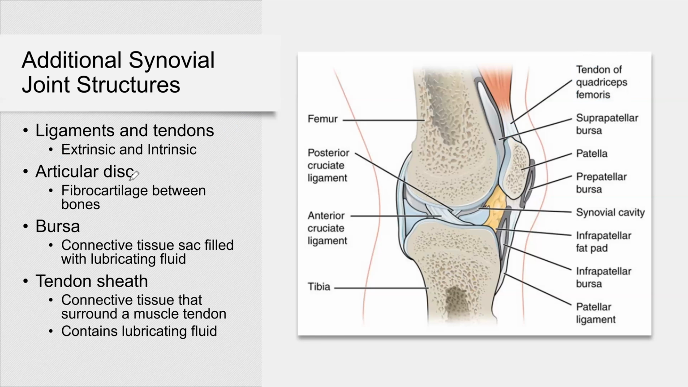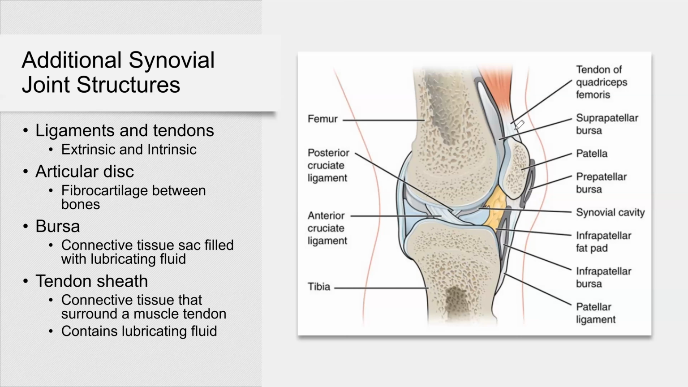Articular disc, that over here, I think this one, it's going to be meniscus, fibrocartilage between two bones. Bursa, right there, or over here, or even here, right? It's a connective tissue sac filled with lubricating fluid. And bursa protects tendons. So you see that's a tendon, and we don't want a tendon to wrap directly across a bone.